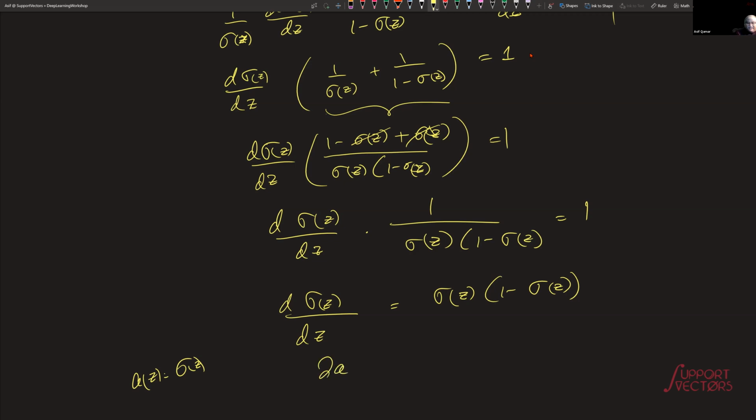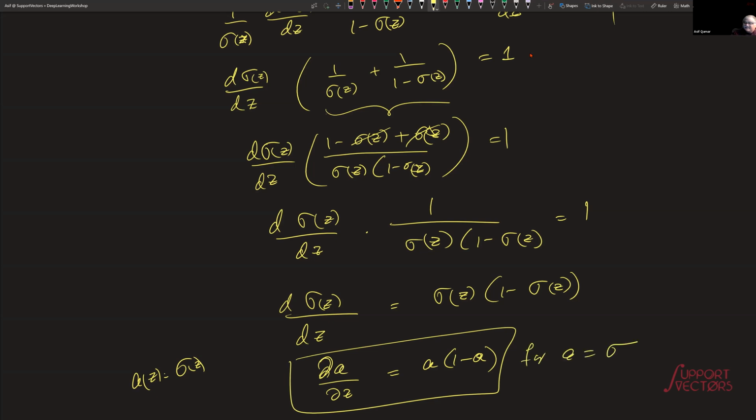And by the way, I'll abuse the notation. Between my partial derivative and my full derivative, you'll see that I tend to mostly use the partial as a symbol, even though I should be using the full derivative here, but just bear with me. So the derivative is a times (1 - a), for a equal to sigma, the sigmoid activation.